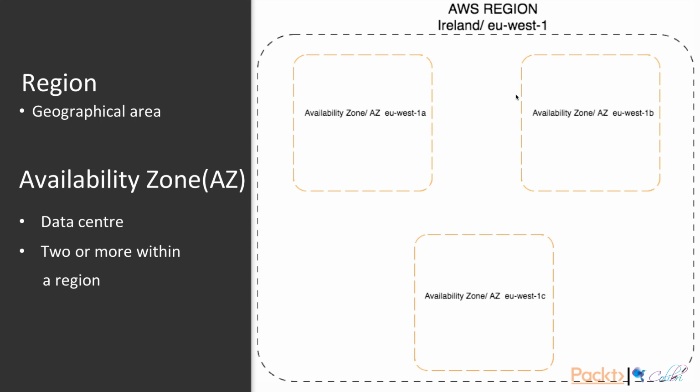Let's take the case of Ireland, or EU West 1. It is composed of 3 availability zones, EU West 1A, EU West 1B, and EU West 1C. They are all connected through low latency links and can communicate with one another. But for example, if EU West 1A goes down either because there's a flood or a snowstorm, the other 2 can still provision applications and can still maintain your applications without going down because they're completely independent from EU West 1A. They're in very different physical locations.